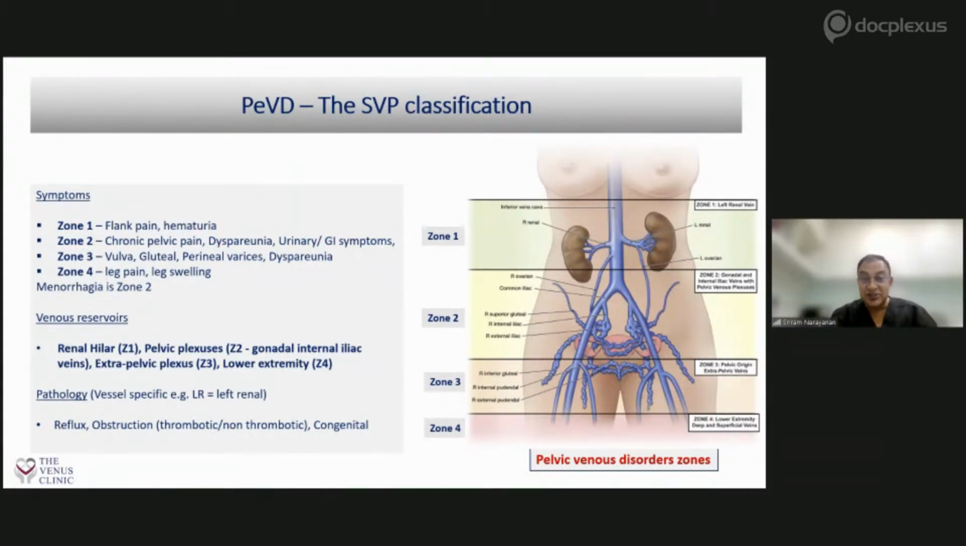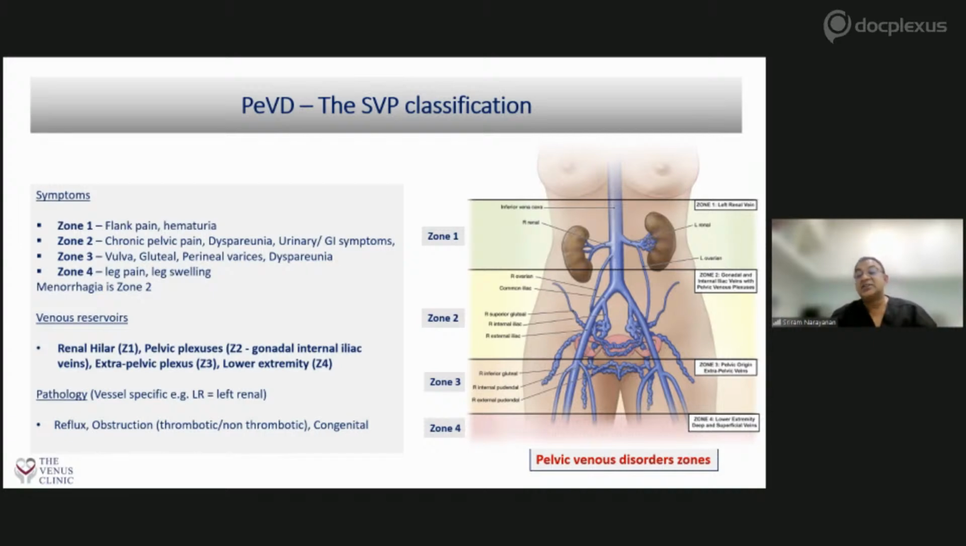And essentially, SVP stands for symptoms, venous reservoirs, and pathology. The pelvic venous disorders are divided on the basis of 4 zones, as shown on the right. Zone 1 is the left renal vein and the renal hilum area. Zone 2 is from there down to the pelvis, but above the pelvic floor. Zone 3 is below the pelvic floor, but in the region of the superficial perineal pouch. And Zone 4 is actually the lower limb.